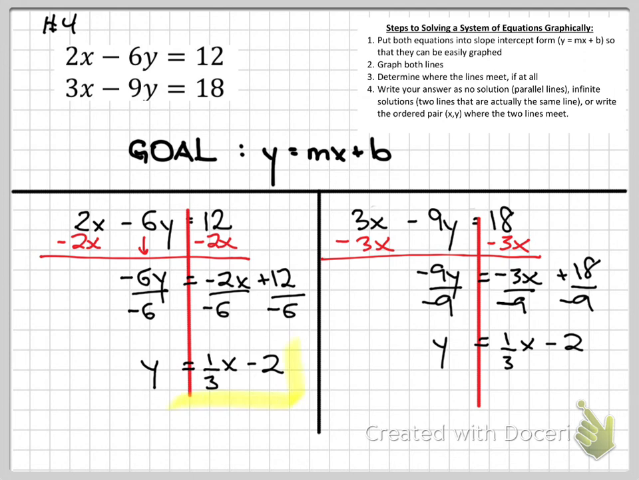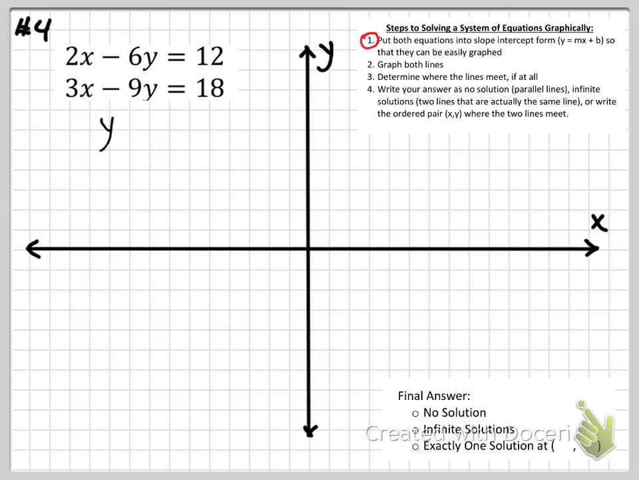What do you notice about these two equations? Well, after all that work, it turns out they're the exact same equation. So I don't need to write that twice. I'll just write it once on the previous page. So we have y equals 1/3 x minus 2. So let's color it red.